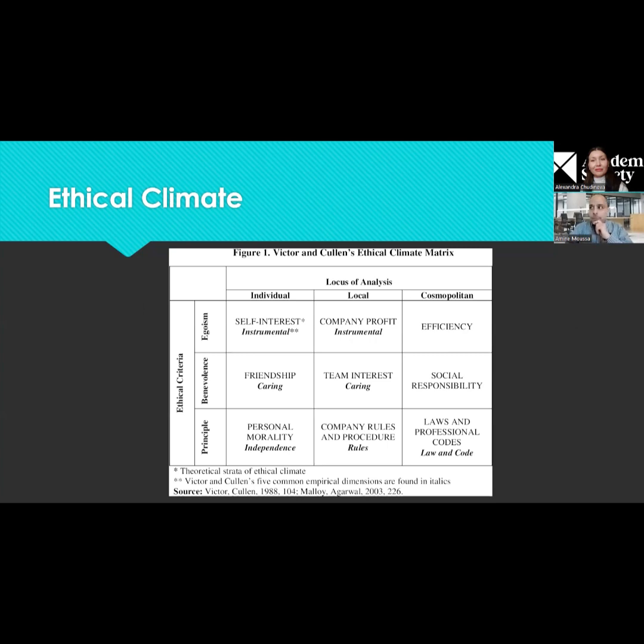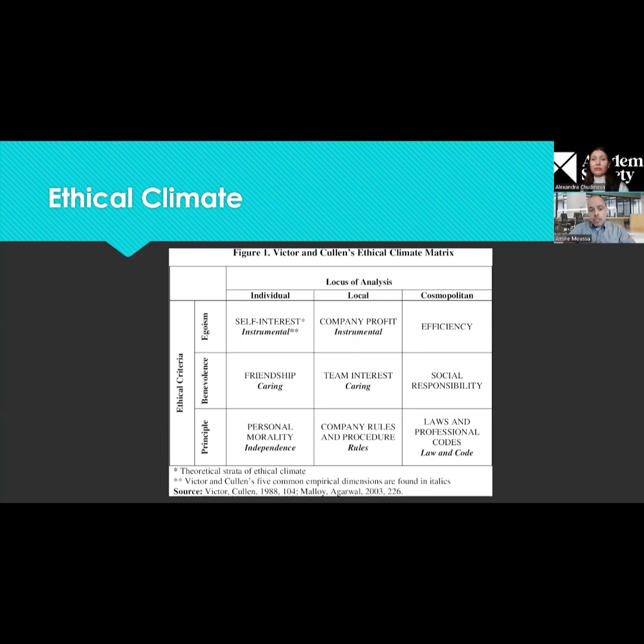If I refer back to Victor and Cullen's ethical climate matrix, you can see on the left side, we have the ethical criteria by which we can measure the climate, and then we have the locus of analysis on top. I'm not going to go into details, but it's good for our viewers to understand how the climate is actually formed. When we talk about the ethical criteria, we distinguish between a principle climate, a benevolence climate, and an egoism climate. And we also distinguish between the different loci of analysis.